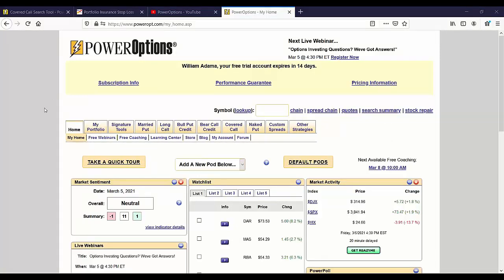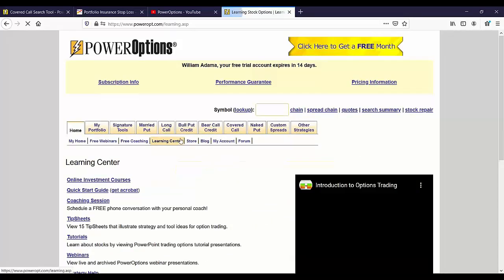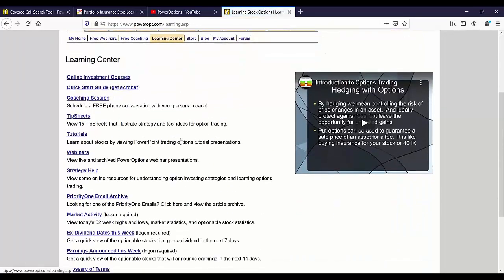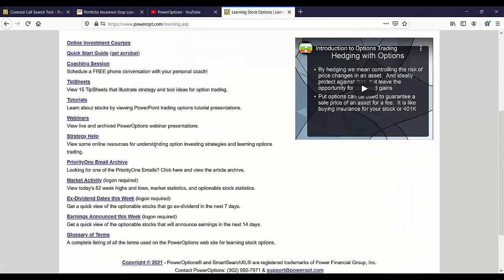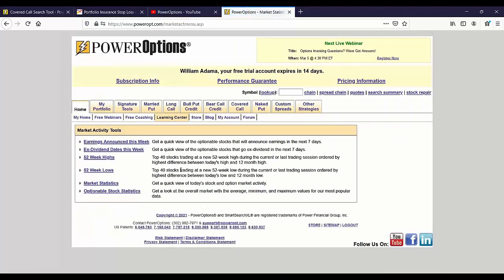Well, we have that for you. On PowerOptions, if you go into the Home tab and we click on Learning Center, we can access a variety of different help menus, webinars, strategy help pages, and so forth. But what I want to do is go into this link for market activity. And this has its own separate menu where we can look at earnings announced this week, ex-dividend dates, 52-week highs and lows, market statistics, and optionable stock statistics.